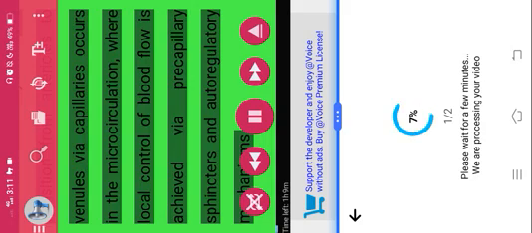The transition from arterioles to venules via capillaries occurs in the microcirculation, where local control of blood flow is achieved via precapillary sphincters and autoregulatory mechanisms.